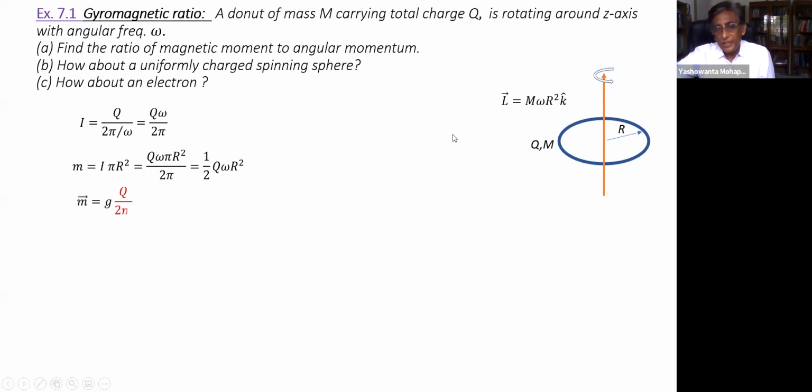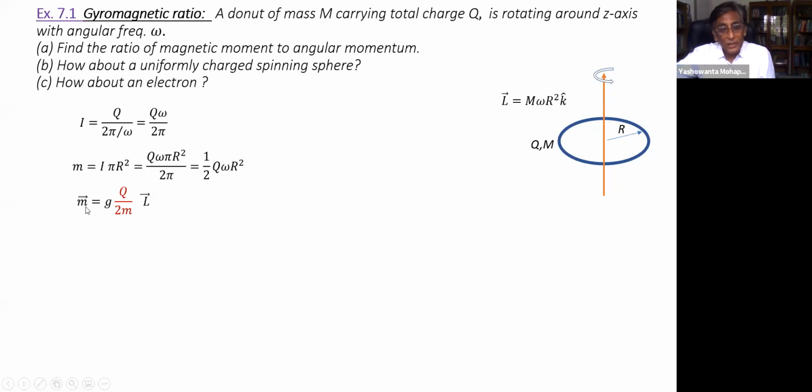And hence now I can write down that m is proportional to L, and that factor is called the gyromagnetic ratio. In this case, since it is M omega r square k, it turns out to be q by 2M. This capital M should be, sorry, I'll change that to capital M because I'm using the small m for magnetic dipole moment. So this is q by 2M, mass. And there is a factor g. In this case, g is 1. It's called a g factor.